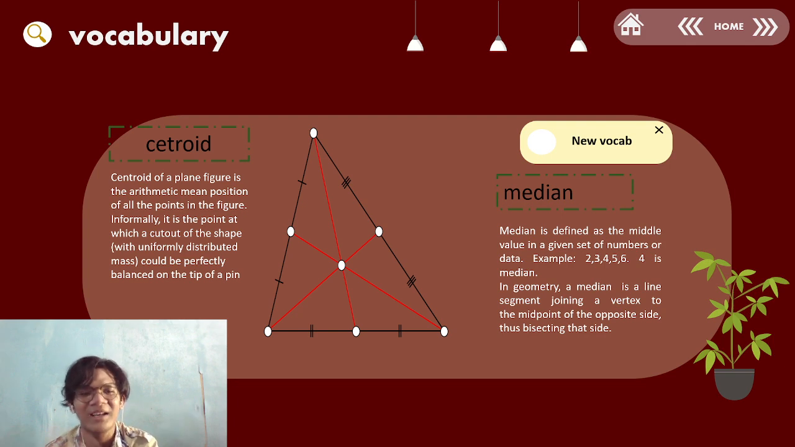Median. Median is defined as the middle value in a given set of numbers or data. For example, 2, 3, 4, 5, 6. 4 is median. In geometry, a median is a line segment joining a vertex to the midpoint of the opposite side, thus bisecting that side. Median in this picture is the red line, garis merahnya.